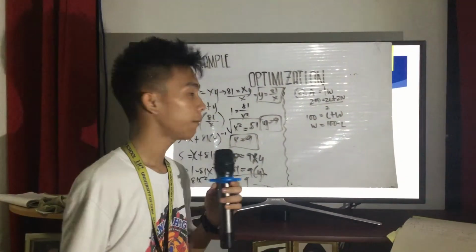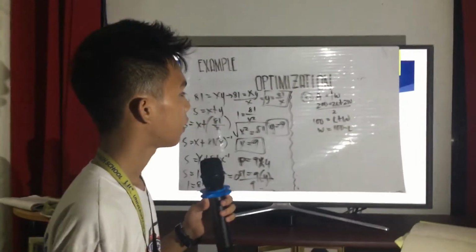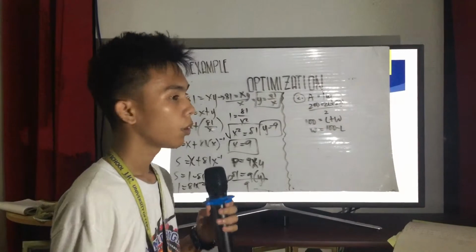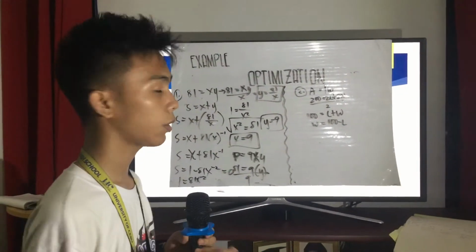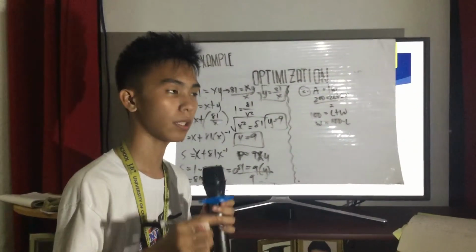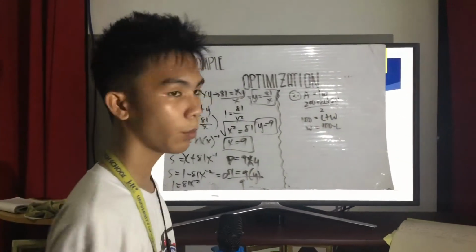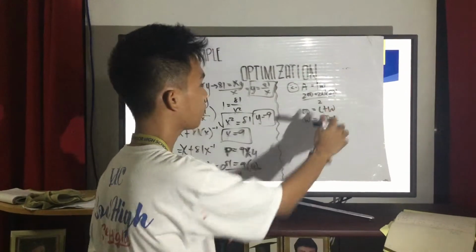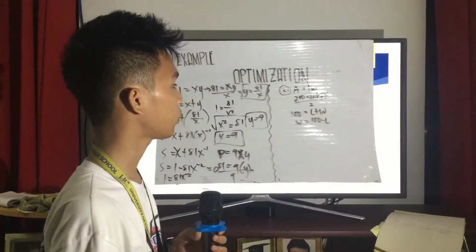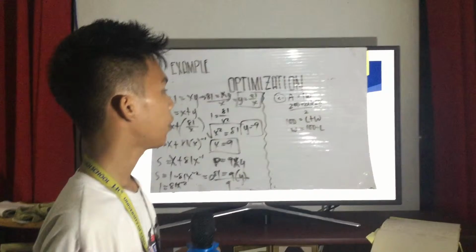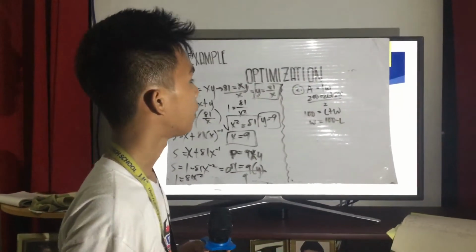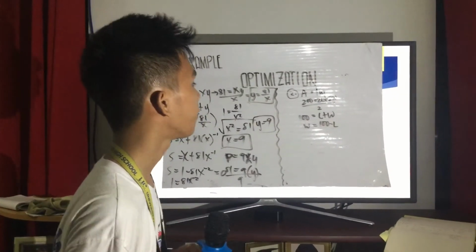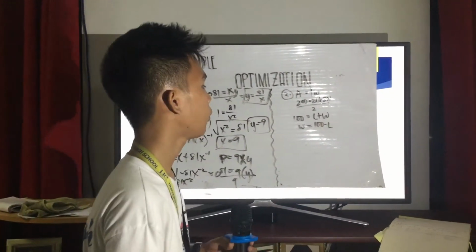So our next example is that the given is the perimeter, which is 200 feet. We will utilize that perimeter so that we can get an area as big as possible. So what are we going to do? This is our reference function, which is 200 is equal to 2L plus 2W, the formula for the perimeter of a rectangle. And the formula for the area of a rectangle is length times width.